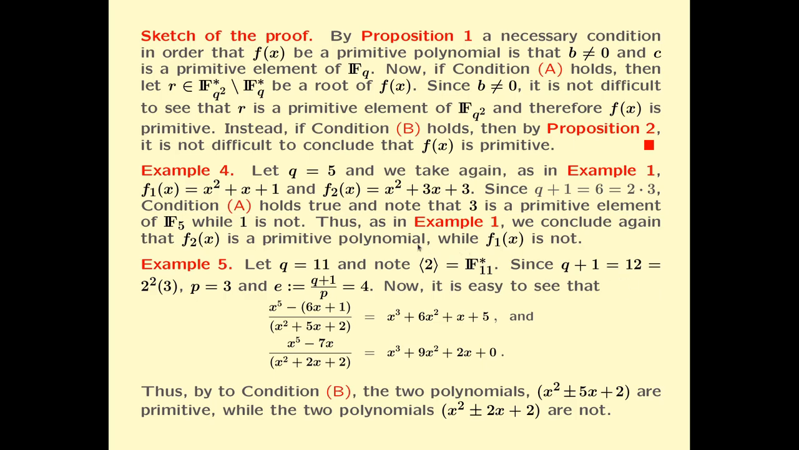Since q + 1 is equal to 12, p is equal to 3 and the integer e becomes, for this example, equal to 4. Now it is easy to see that this polynomial division has exactly 4 non-zero terms, while this other polynomial division has only 3 non-zero terms. Thus, by condition B, these two polynomials are primitive, while these other two are not. In fact, these two polynomials are not primitive because despite that their linear coefficient is different to 0 and their constant coefficient is a primitive element, any of these two polynomials does not satisfy condition B in our characterization, as we can see in this polynomial division, where we get only 3 non-zero terms, where we expect to get 4 non-zero terms.